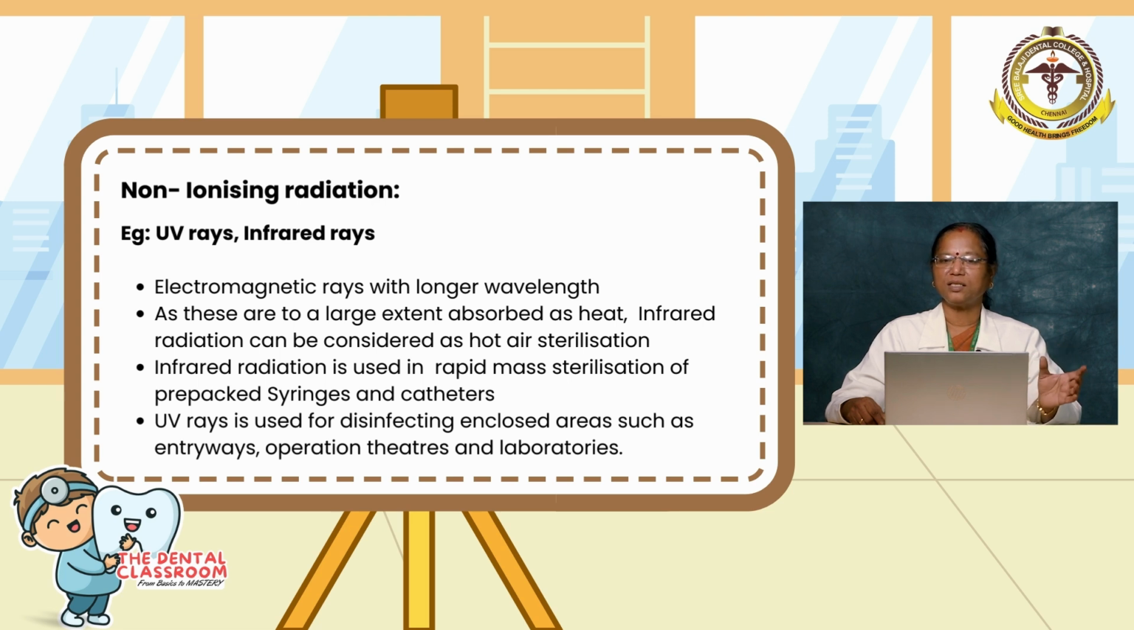These are the two examples of non-ionizing radiations: one is UV rays, another is infrared rays. The main property of these rays is that to a large extent they are absorbed as heat, and infrared radiation, that's why it falls under the dry heat method. Mainly these non-ionizing radiations are used for mass sterilization of pre-packed syringes and catheters.